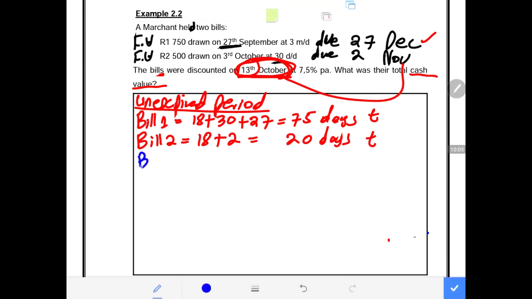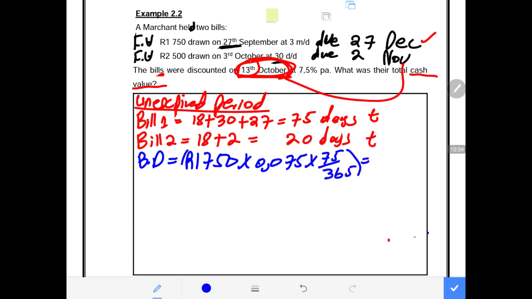So we're calculating the banker's discount. Remember, banker's discount is the interest that will be deducted by the bank for the number of days that the bank will keep this bill before the due date. Then the banker's discount is equal to the face value of 1,750 times the rate of 0.075. We multiply this by 75 days out of 365 days in a year. This will give us the interest that will be charged by the bank on the first bill.